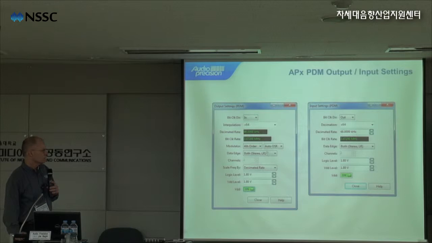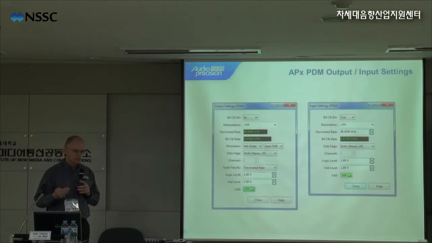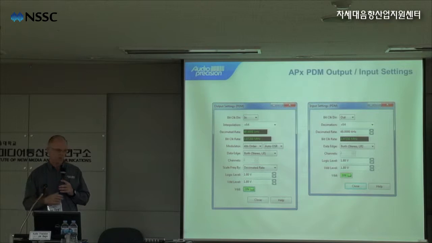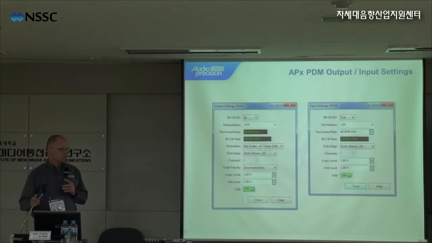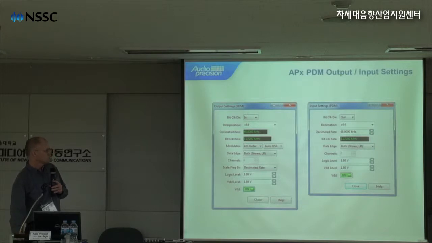Now the data edge determines how the audio is generated. In these PDM systems, they're designed to handle 2 microphones as a stereo pair, or sometimes in smartphones they can be used for noise cancellation and echo cancellation. So on these PDM pulses, it measures one channel on the rising edge of the pulse and one channel on the falling edge of the pulse. So you can choose how to configure that.